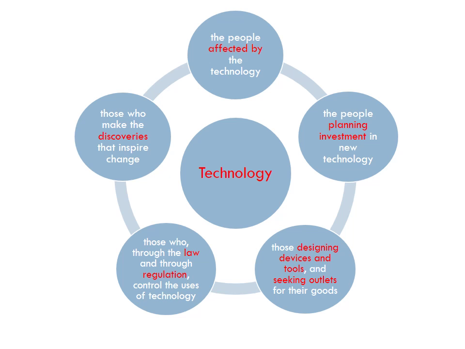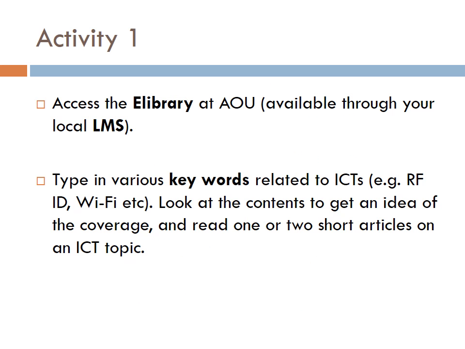When we talk about technology, we have different people who talk about it or are interested in it for different purposes. We have people that are affected by technology, others that make the discoveries that inspire change, those who through the law and regulation control the uses of technology, those designing devices and tools and seeking outlets for their goods, and the people planning investment in a new technology. Work on the following activities.